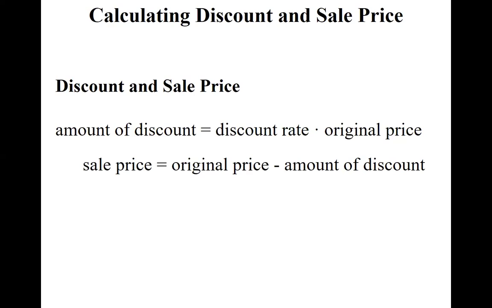Again, I don't fix all of the mistakes, but I'll fix the important ones. The sale price is the original price minus the amount of the discount. So the amount of the discount is the discount rate times the original price. If something is 33% off, for example, we would multiply 33% times the original price to get the amount of the discount, and then we would subtract that from the original price to get the sale price.